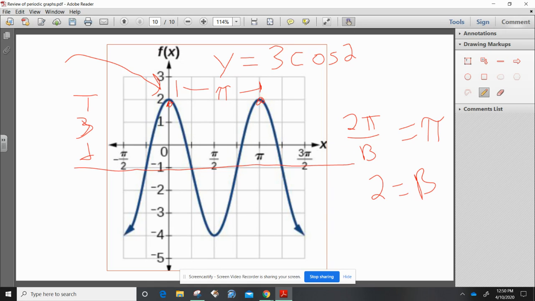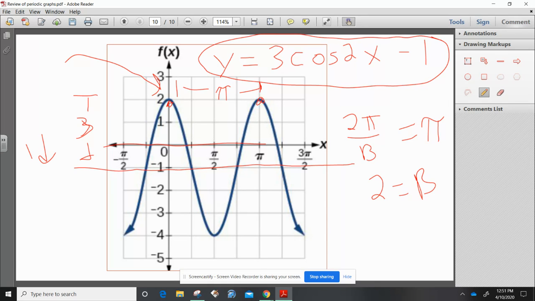Now, this doesn't shift right or left at all, so I don't need to worry about putting anything right there. But this whole thing does shift vertically. This used to be where the x-axis is, but it went down 1. So I'm going to go minus 1. That would be one of my equations that I could do. Okay, now there's other equations also. There's an infinite number of them. I could have started right here and then did like x minus pi for that.